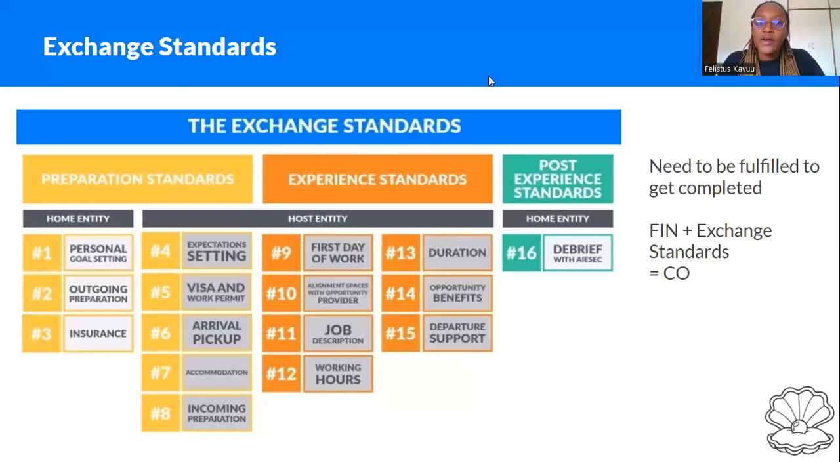So here are the exchange standards. I will not go into them, but what I wanted you to take note of is the 12 standards that iGV is in charge of, as the host entity. Remember, your iGV is the host entity for EPs that come into the country. Your OGV is the home entity for the young people in Uganda that you are trying to send out to other countries abroad to volunteer. So iGV is in charge of 12 out of the 16 standards.